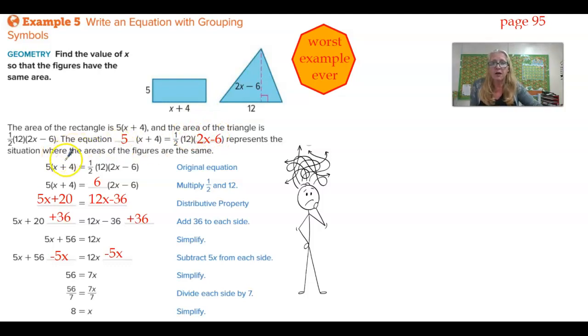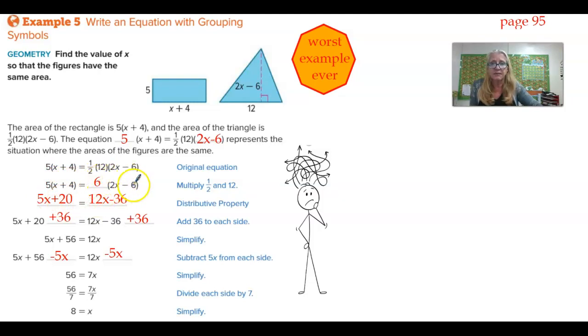Then we come down here to solve it. Okay, so far so good. All right, it's not the worst problem ever yet. Well, but the first thing we have to do is just, well, they multiply the 1/2 times the 12. Okay, so then you get 1/2 of 12 is 6. Now we have to use our distributive property. 5 times x is 5x. 5 times 4 is 20. On the right, 6 times 2x is 12x.